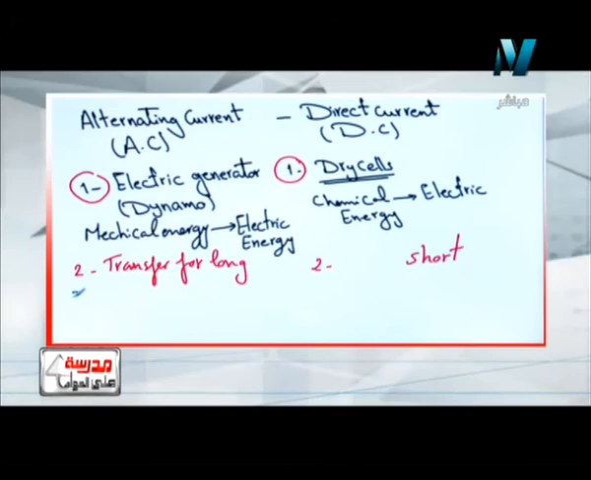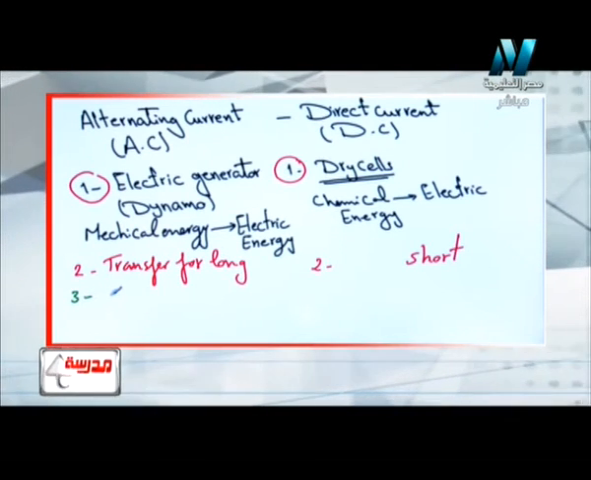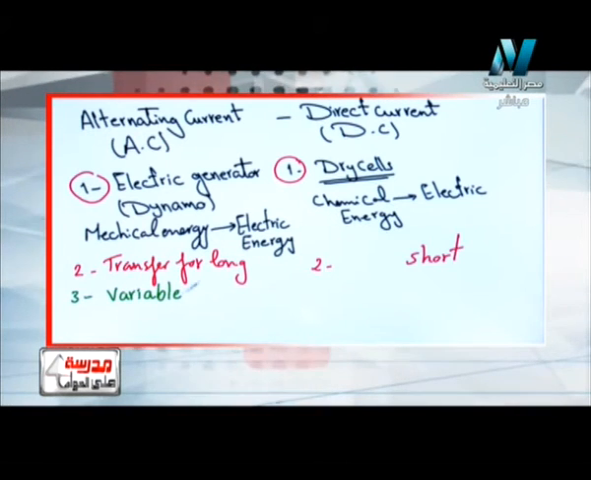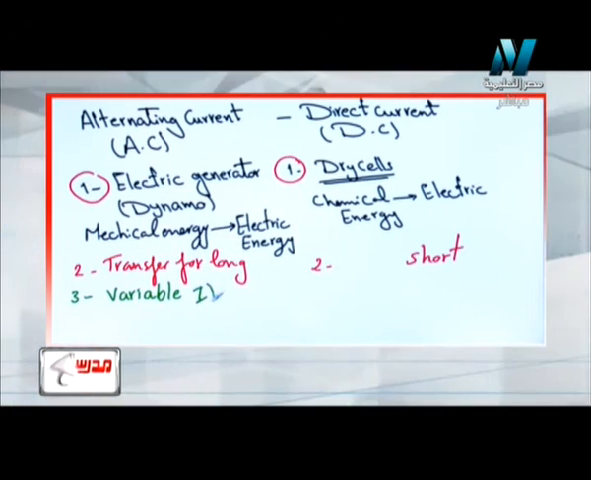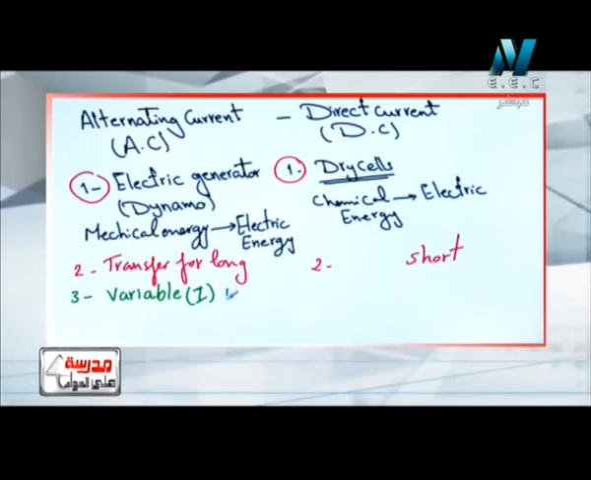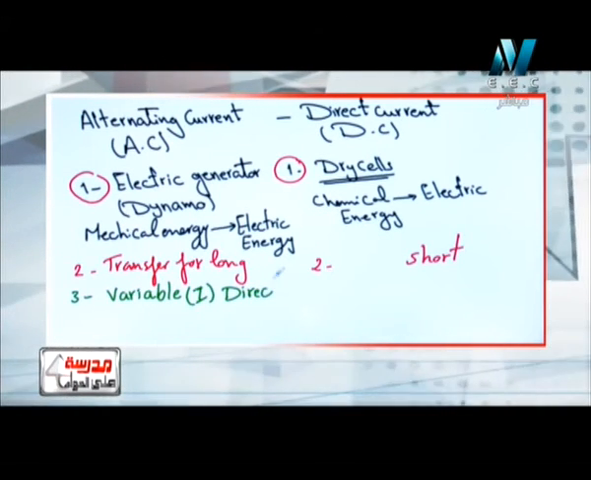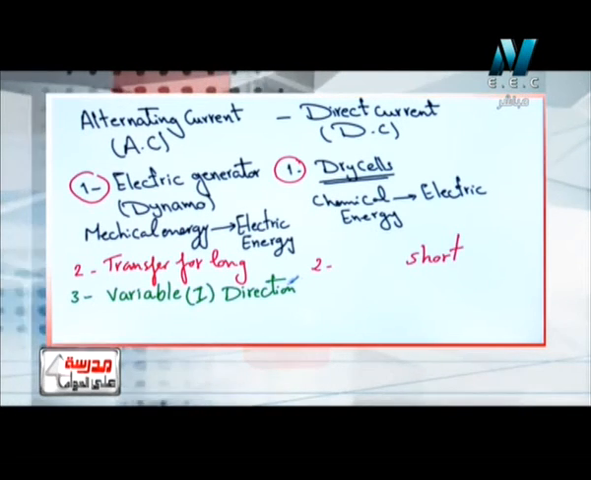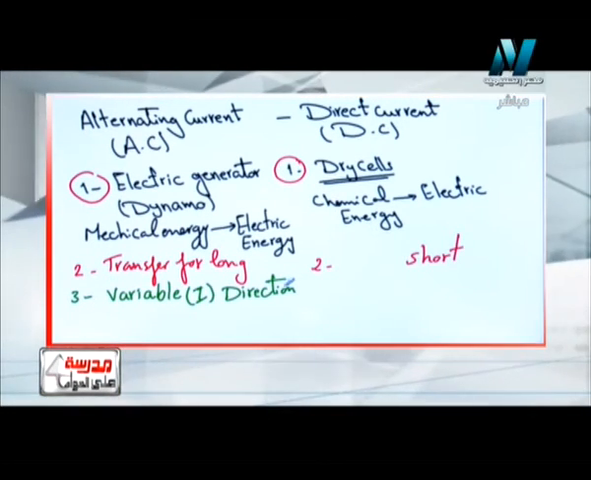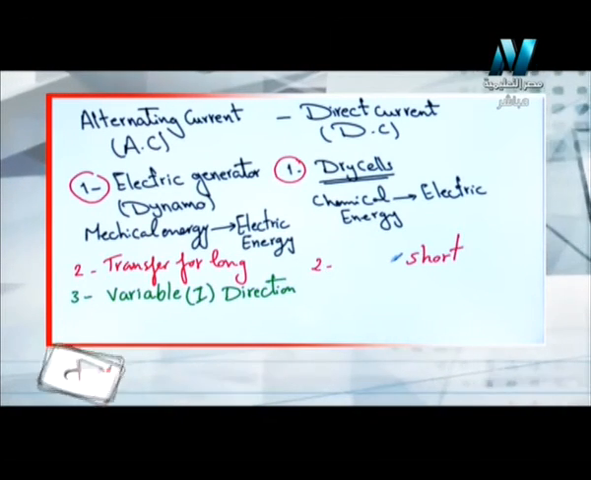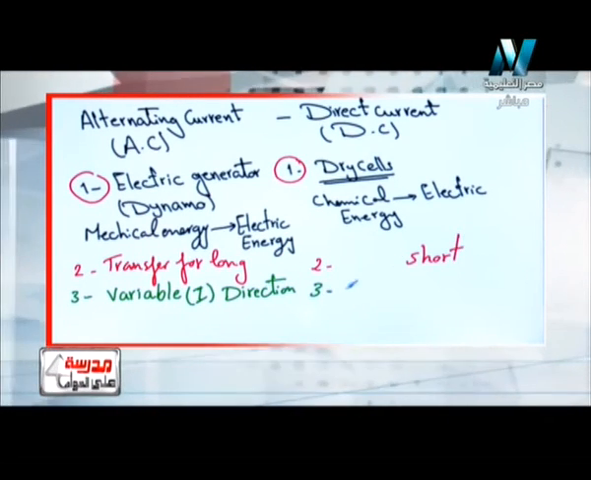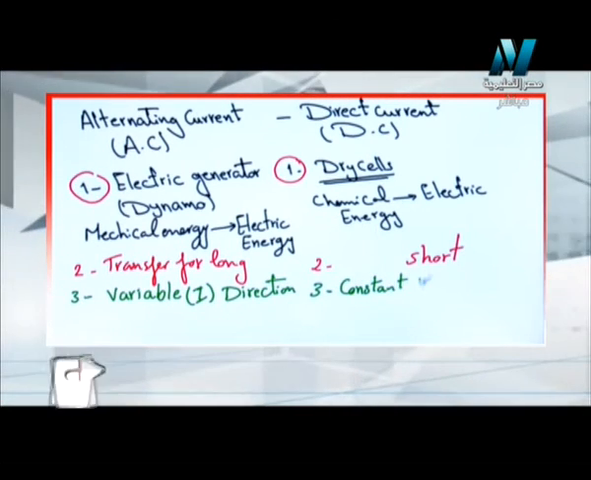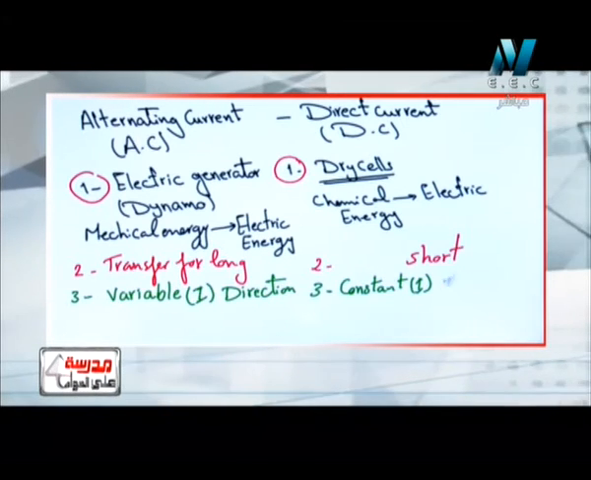Number three, alternating current has variable or changeable electric current intensity and direction. What does that mean? It can go from A to B, then return back from B to A again. Yes, it has variable intensity and direction. While direct current has constant intensity and constant direction.